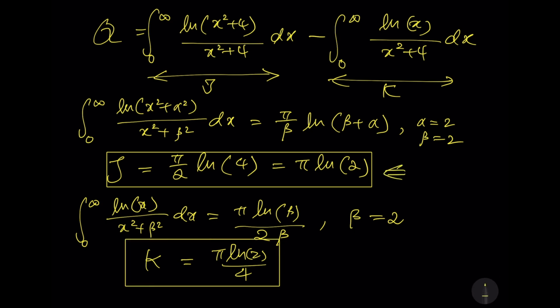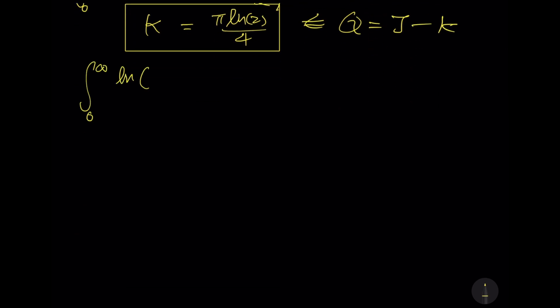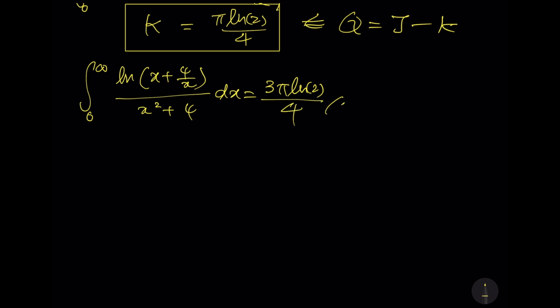So now we have J and K. We know Q is equal to J minus K. Conclusion of this video, the final answer of this question is equal to 3 pi natural log 2 divided by 4.